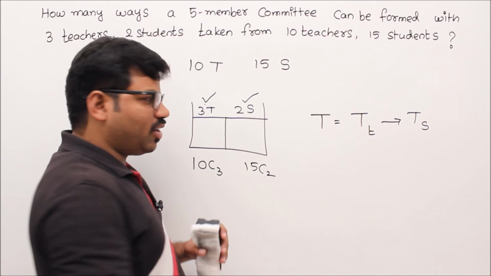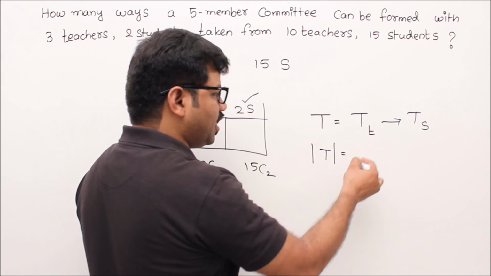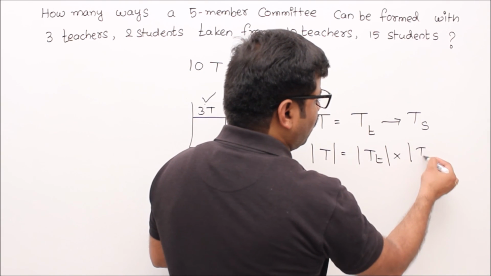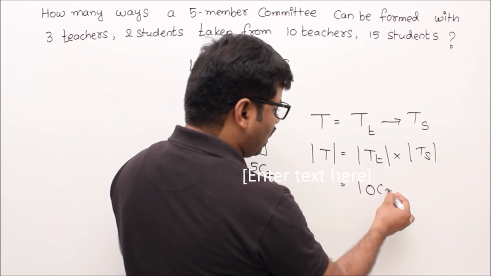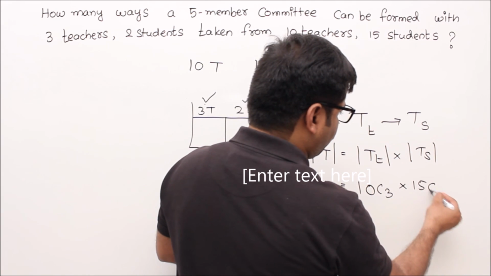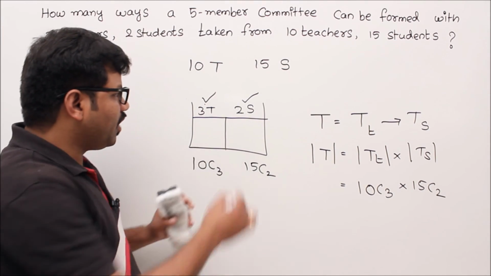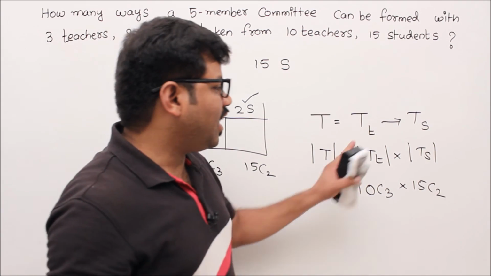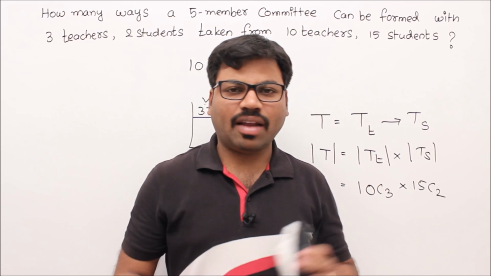Then I can apply the product rule. According to the product rule, the total number of ways of forming a committee is equal to the total number of ways of selecting teachers into the total number of ways of selecting students. That is 10C3 into 15C2. Since selection of teachers does not influence selecting the students, selection of teachers and selection of students are independent. That's why we can apply the product rule.